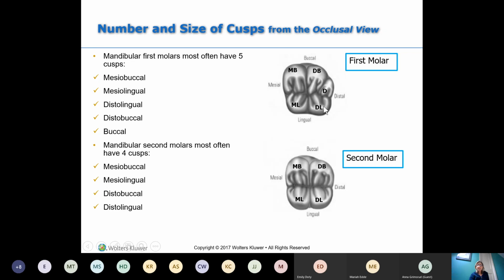So they kind of form this square, like you're drawing a square. Go like that. And then you've got your last little distal. Your mandibular second molars usually have four cusps. You've got a mesiobuccal, a mesiolingual, a distolingual, and a distobuccal. So you've got these.